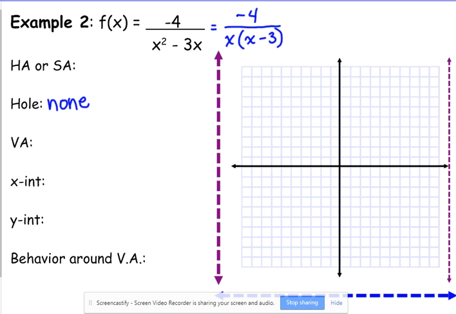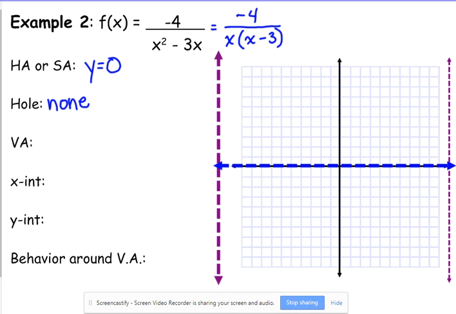Y'all got to know these rules. So horizontal or slant or none? y equals 0. Okay, y equals 0. Because the numerator doesn't even have a variable. It's degree 0. The denominator is degree 2, so the denominator is definitely higher degree. So y equals 0 is the x-axis.